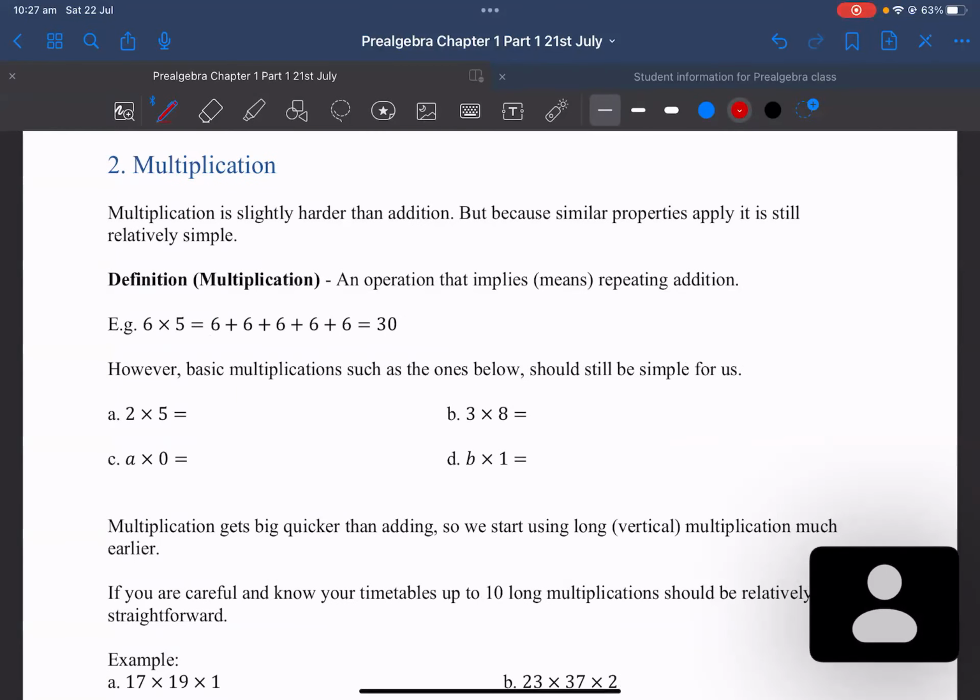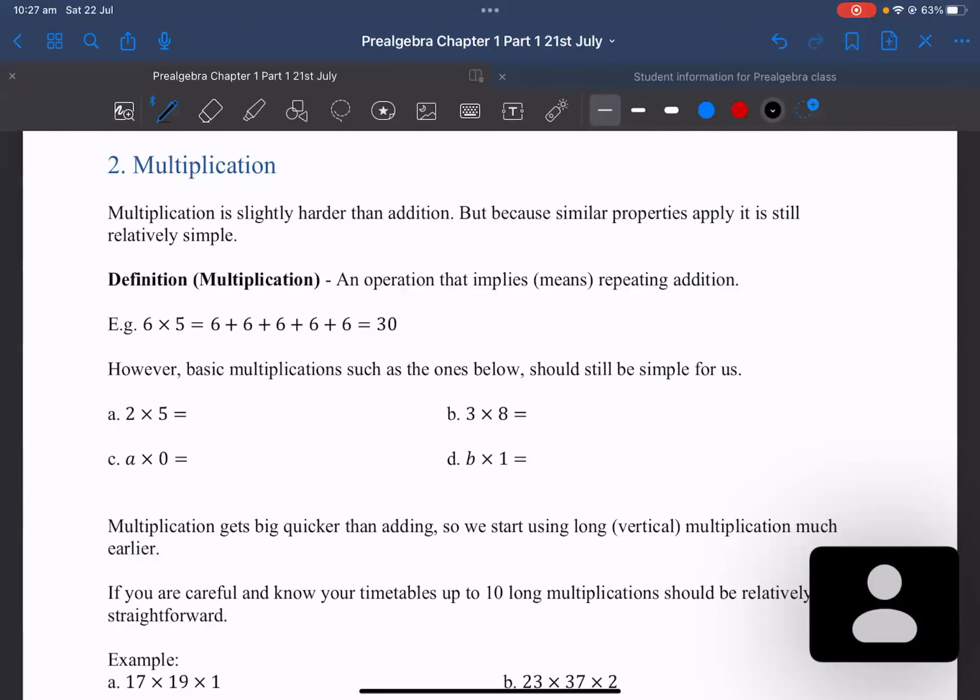Multiplication is a little bit harder than addition. Not too hard, but it takes a bit more time and can be confusing. But the properties are very, very similar. See how we learned the commutative and the associative? They're still very similar for multiplication. There's one more extra one, but I'll come to that later.